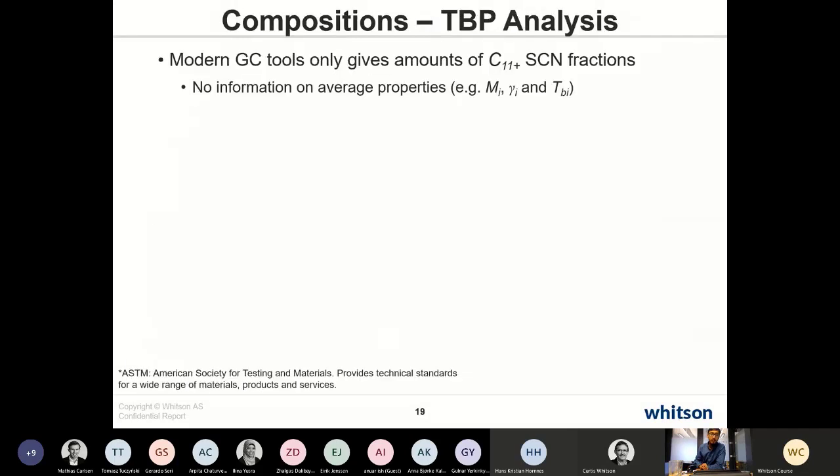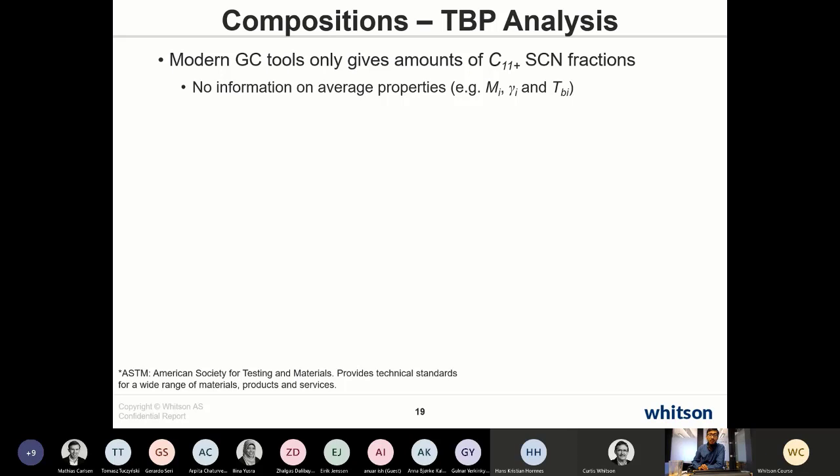So that's why true boiling point distillation is not generally done. Gas chromatography is almost always done to measure the compositions, but we recommend having at least one set of true boiling point distillation for a given fluid system, so that you have information on measured molecular weight, density, and the normal boiling points of these heavier fractions. That can be helpful in the characterization of the heavier ends.